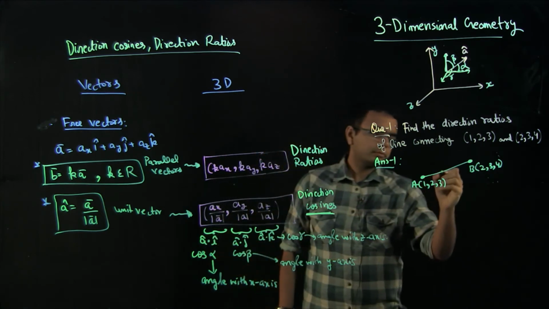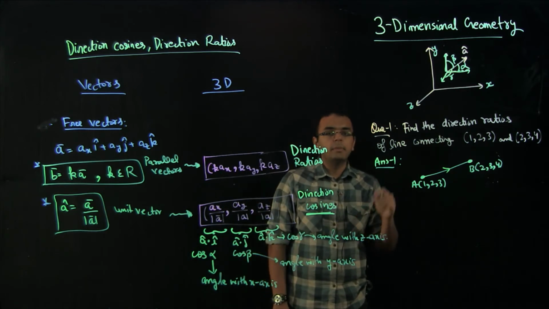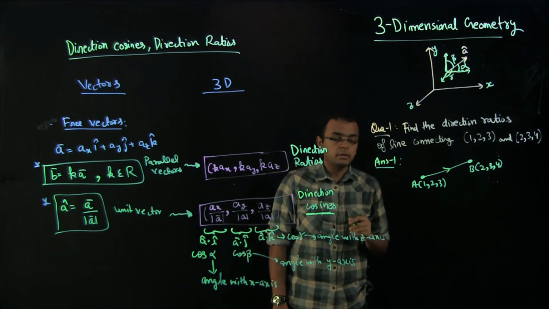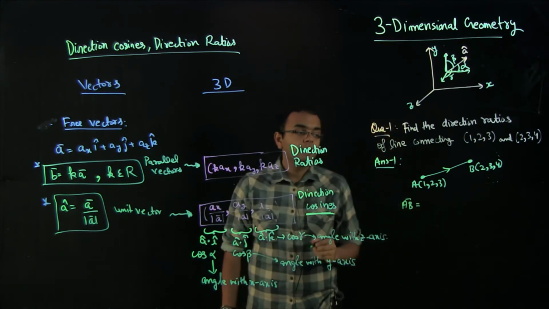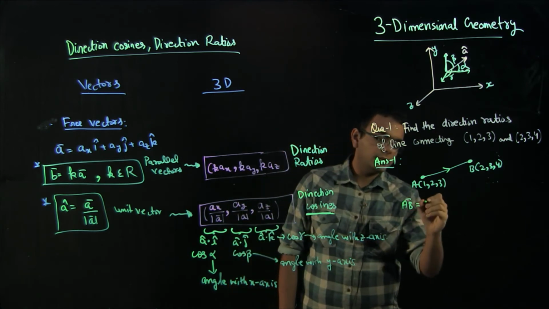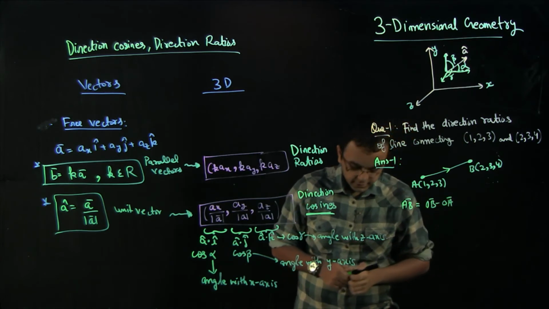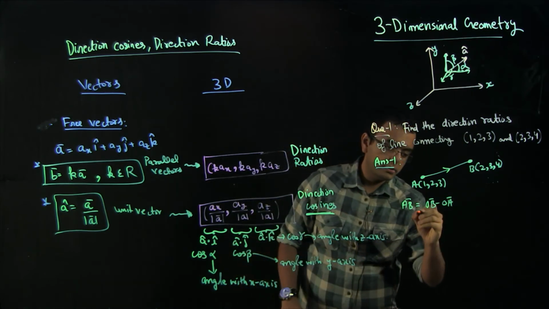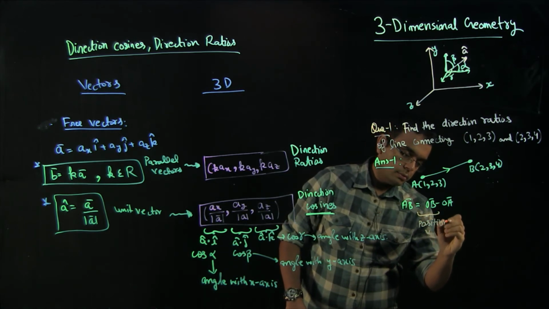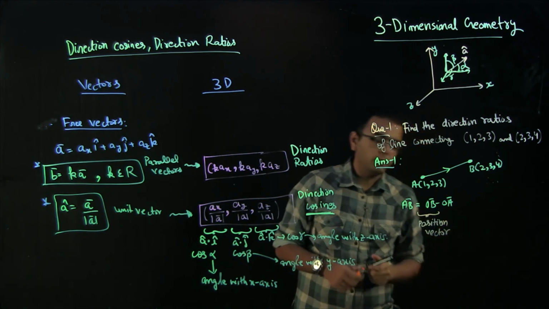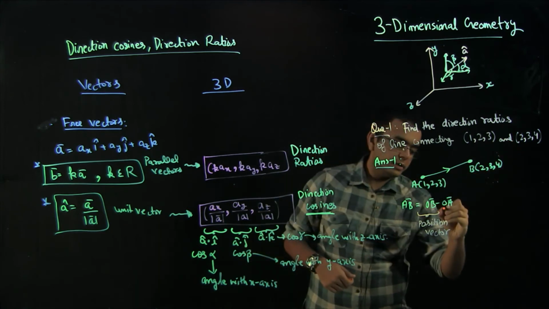Can you recall that we can very quickly write down the AB vector? We have discussed this many times in vectors. The AB vector is very easy to find for 2 points, and that is the OB vector minus the OA vector, where the OB vector is the position vector. You should very quickly remember that a position vector is nothing but the coordinates which you have already been given, and this is also a position vector.